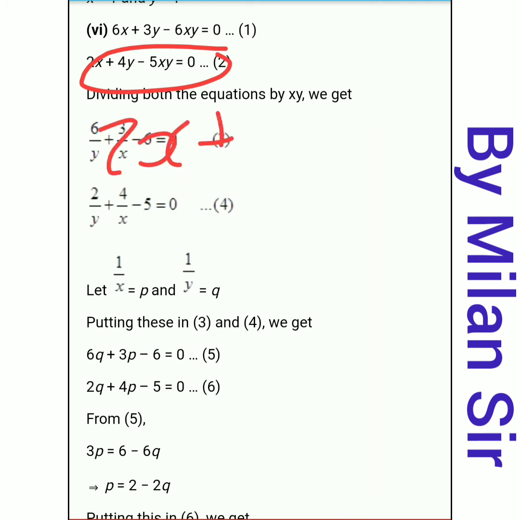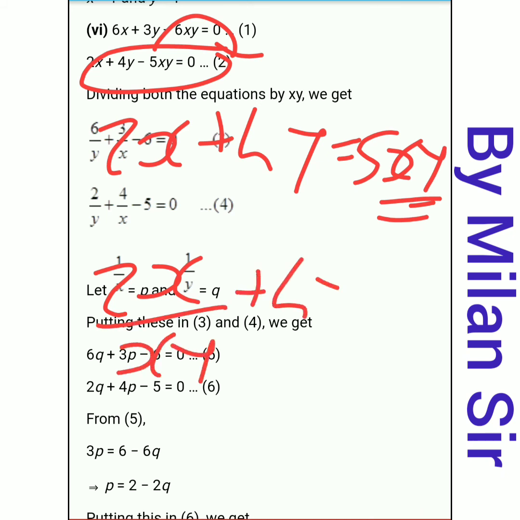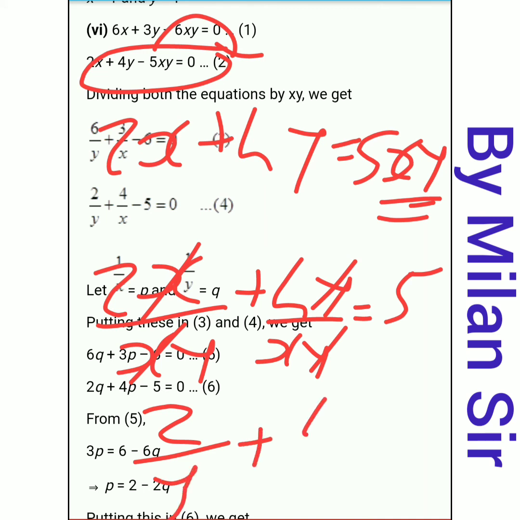2x plus 4y, transfer this minus 5xy to the right hand side, it becomes plus 5xy, right? Then transfer this xy to the left hand side, it goes to the denominator. So 2x divided by xy, 4y divided by xy, and only 5. Same thing, x cancels, y cancels. So 2 upon y plus 4 upon x is equal to 5. Okay, this is our second equation.